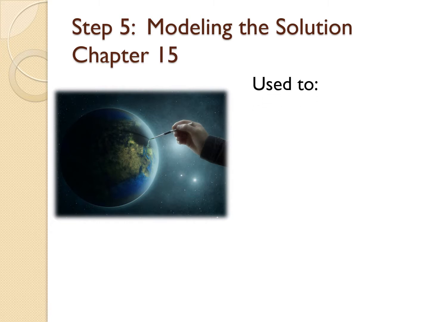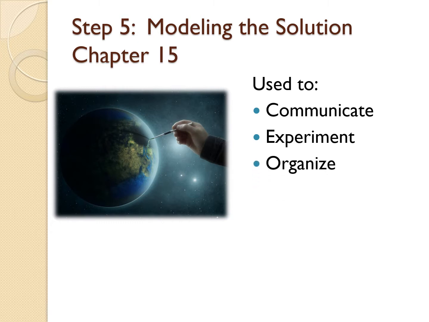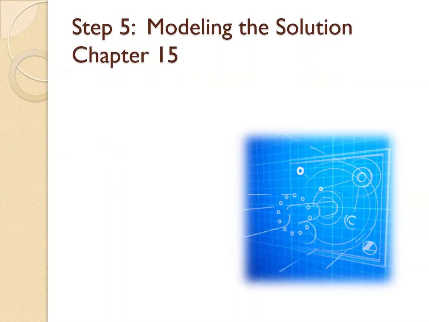Okay? So the modeling in step 5 is primarily used to communicate and experiment with our particular solution, because things can work well and work great in our mind's eye and in our thoughts and on our paper, but we actually have to build something to see how it looks and how it works. So that's why we need to begin to model our solutions. Step 5, modeling solution, is good for communicating and experimenting with our solution.